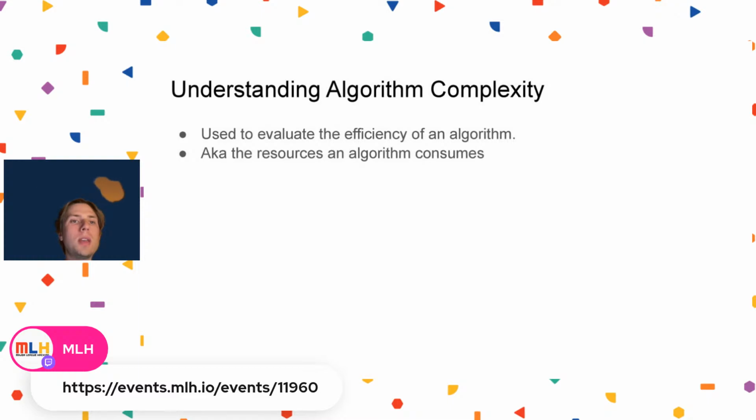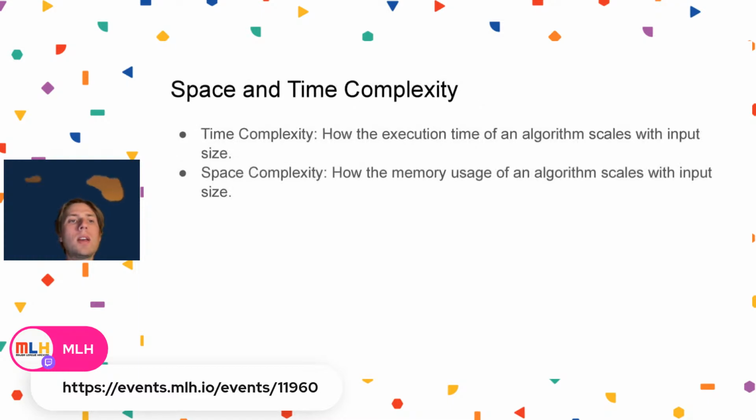And we can check that using two dimensions. So there's time complexity, which is how the execution time of an algorithm scales with input size. So you might want to know, I only have a certain amount of time to get this answer. Maybe you can use time complexity to answer the question, can I get the answer in the time I have? And then space complexity is how the memory usage of an algorithm scales with its input size.